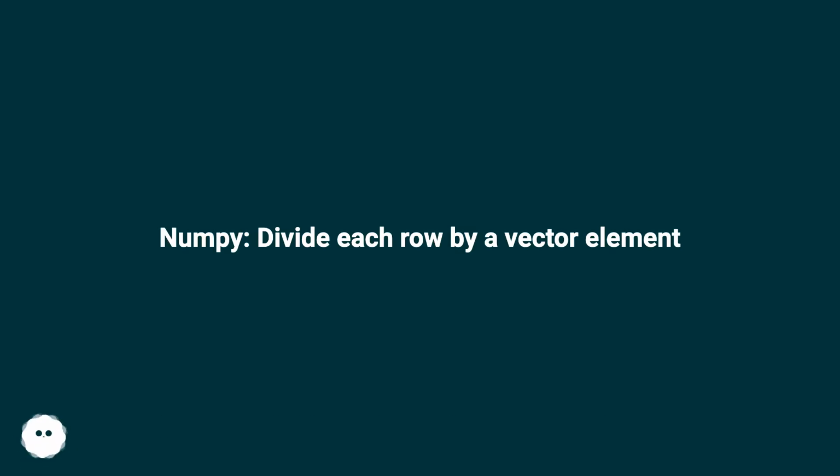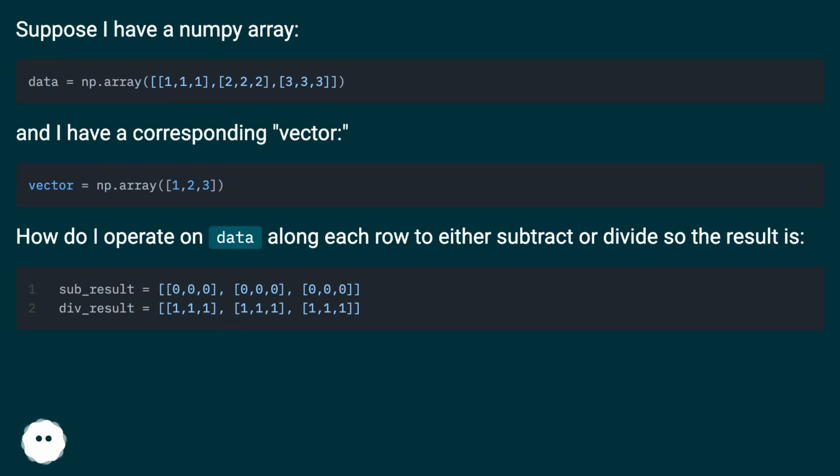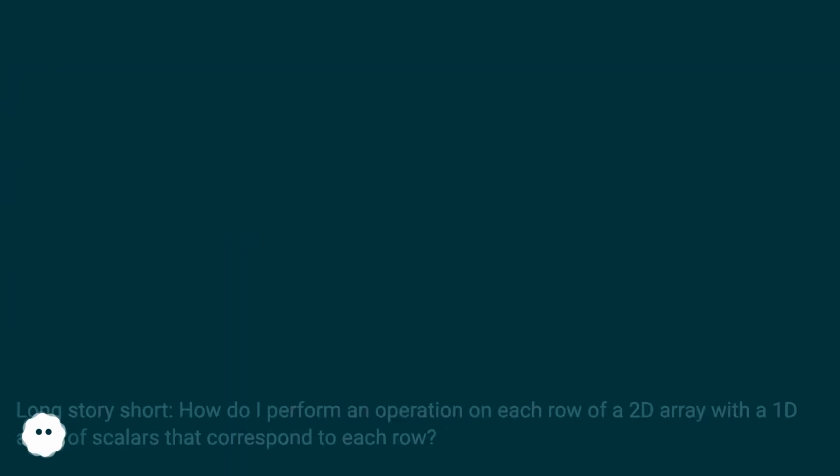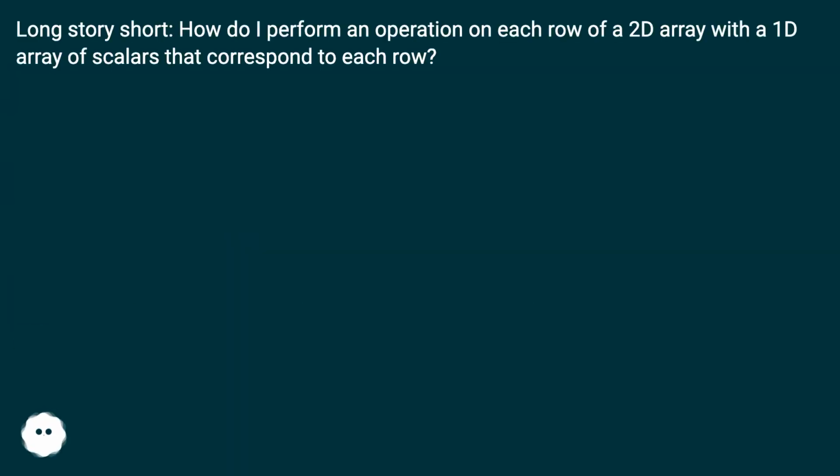Numpy, divide each row by a vector element. Suppose I have a numpy array, and I have a corresponding vector. How do I operate on data along each row to either subtract or divide so the result is? Long story short, how do I perform an operation on each row of a 2D array with a 1D array of scalars that correspond to each row?